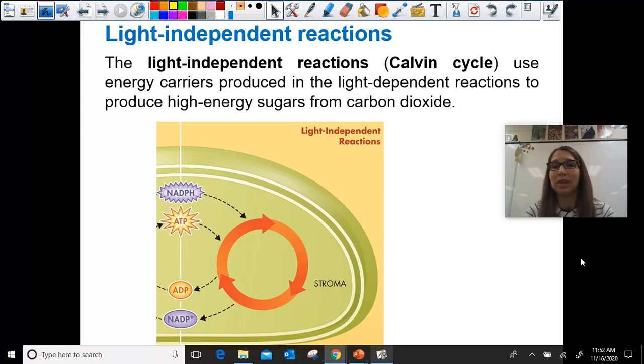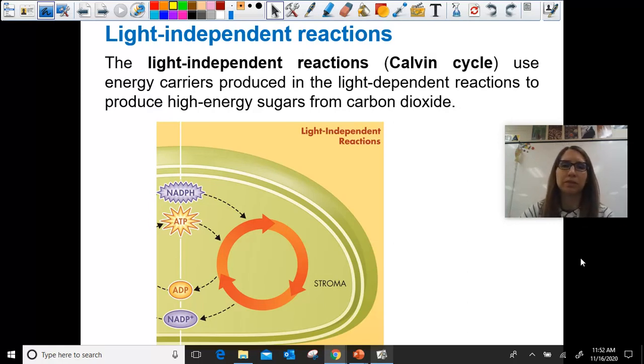Long time ago, when scientists were first trying to identify all this stuff, they kind of inadvertently called these the dark reactions because the assumption was that they happen in the dark. They can, but they don't always. So that's why we've renamed them to be light independent reactions.